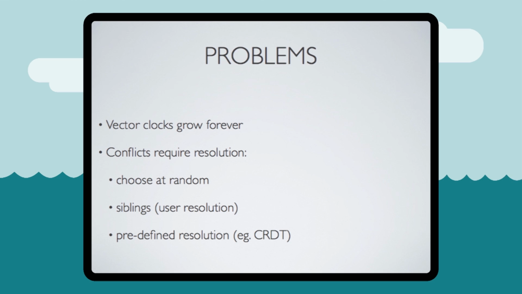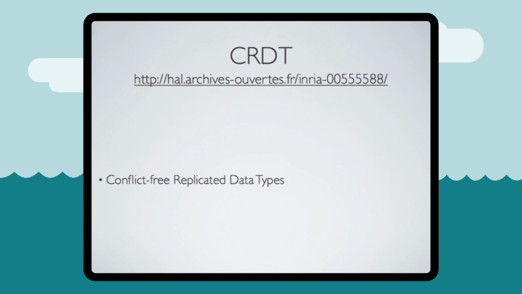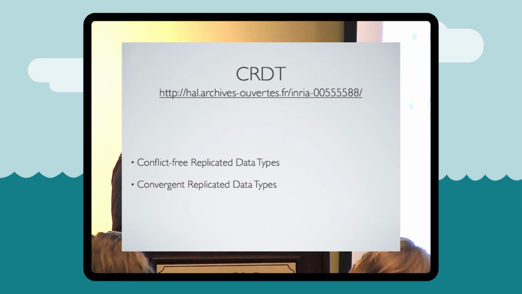We do have some problems with vector clocks. They do grow forever. But there are multiple ways of resolving conflicts. You can choose a value at random, and this is actually what some implementations do. Now they say we use system clocks, but that's effectively random because, as we said, you can't ever guarantee that multiple servers will ever have completely synchronized clocks. Siblings, which is what we do in Riak, it's what we did in our implementation here, or some predefined resolution, and that's CRDTs. CRDTs, conflict-free replicated data types, commutative replicated data types.